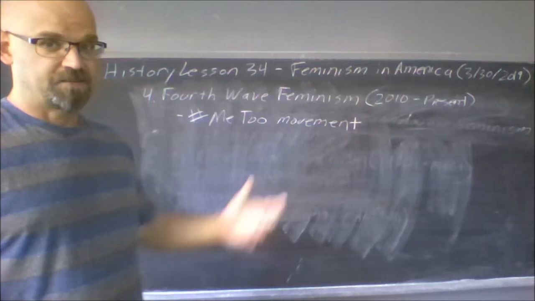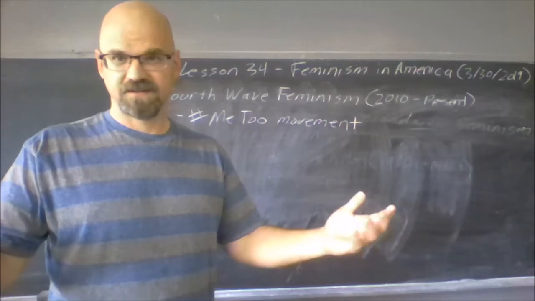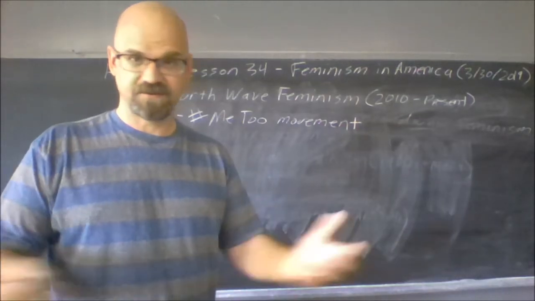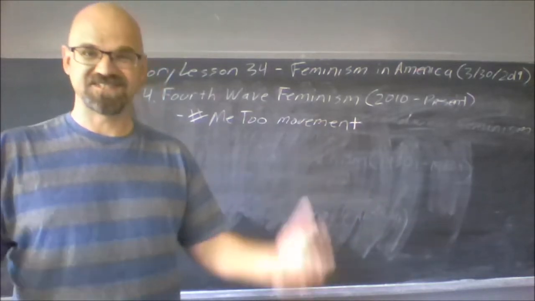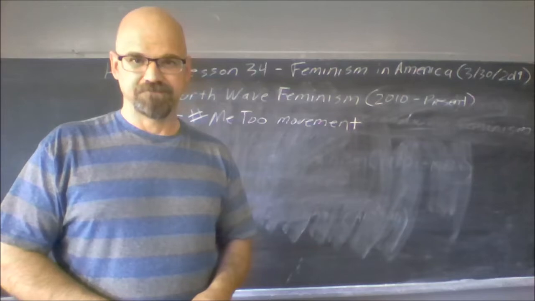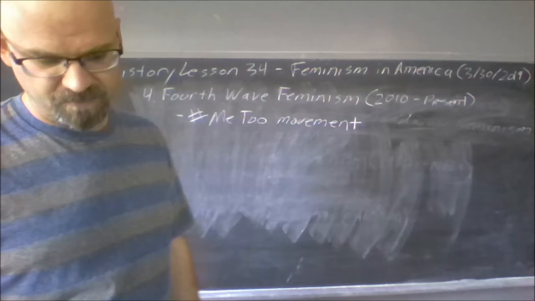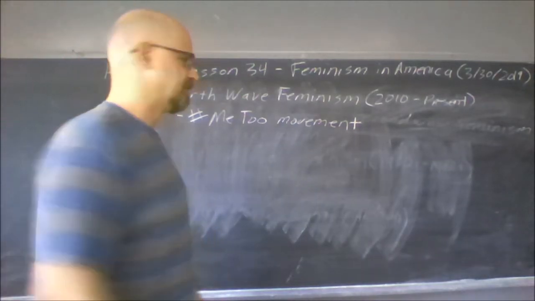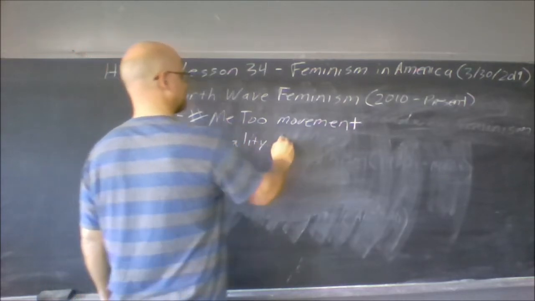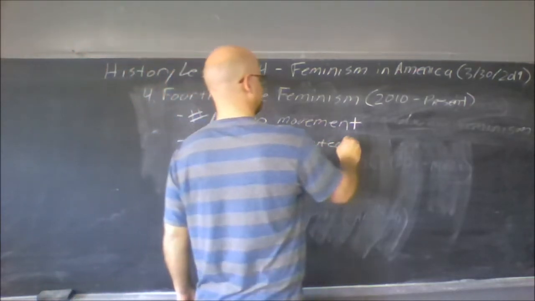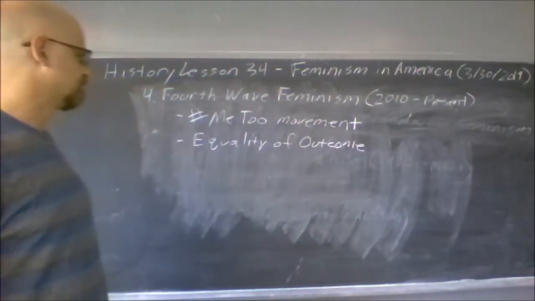So the Me Too movement has gone too far, and there are women who want to say that they're victims because a man looked at them cross-eyed or flirted with them or whatever. And again, I'm not saying that's okay necessarily, but you know what I mean. Women who are just taking this way too far. So that's become a problem. So that's one of the aspects of fourth wave feminism. Another one is what we refer to as equality of outcome. Okay? So what is equality of outcome, and why does it matter?